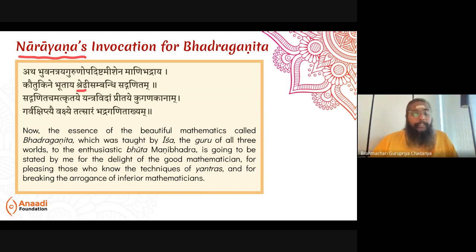In his big work called Ganita Kaumudi, which is almost 3.5 times bigger than Leelavati, the last chapter, the 14th chapter, is dedicated to magic squares. It begins with an invocation. Atha. Now, Atha is a Mangala Vachaka Shabda. Many sutras begin with Atha.